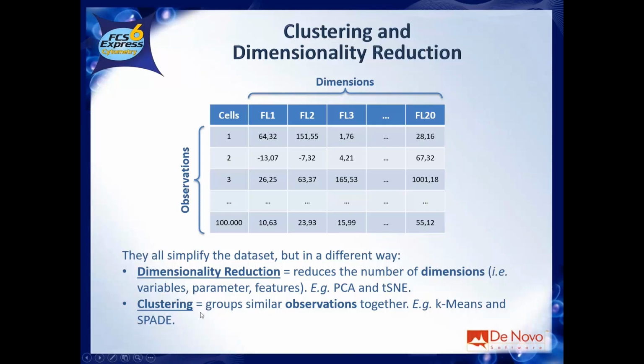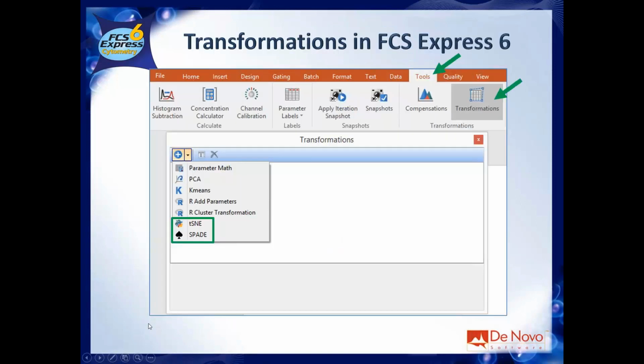So FCS Express gives you the ability to run all those transformations directly inside the software: principal component analysis, tSNE, k-means, and SPADE. And how can you do that? You can simply go to the Tool tab and click on the Transformation button. This is the transformation dialog. You can just click on this plus drop-down menu and select the transformation that you want to create.